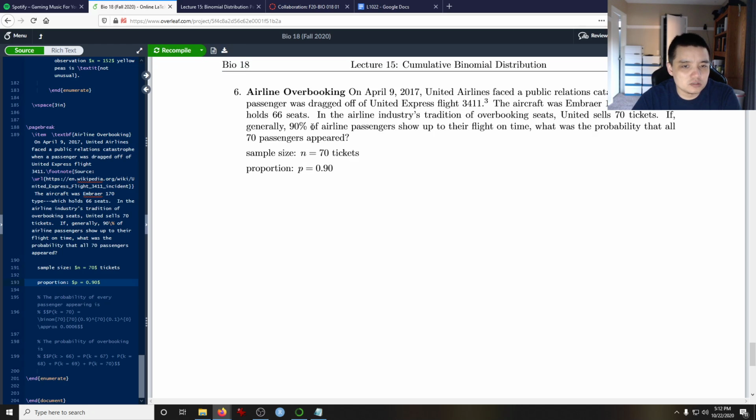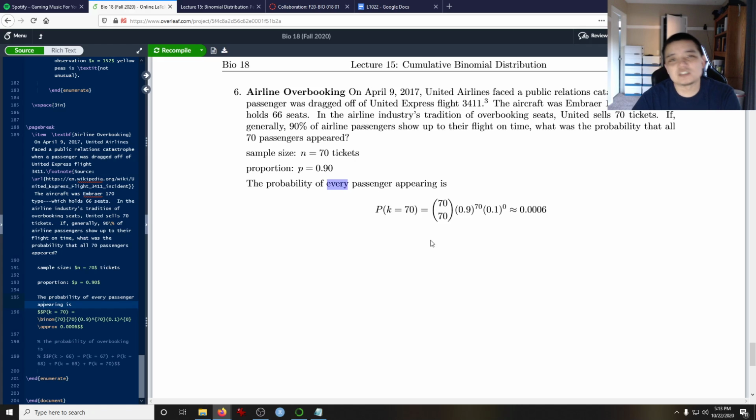To break this down for the calculations, our sample size will be the 70 tickets, and the proportion of passengers who show up to the flight, let's say 90%. I grabbed this 90 from a much older article. This number is definitely much higher, realistically speaking. But using those numbers, the probability of every passenger appearing, we plug and chug the k equals 70, because every corresponds to k equals 70 here. And the probability turns out to be a pretty small number.